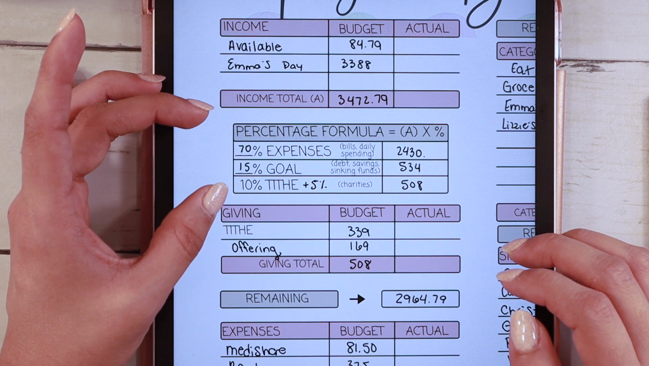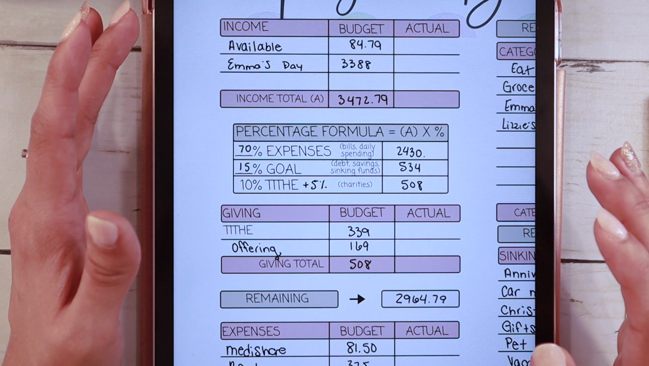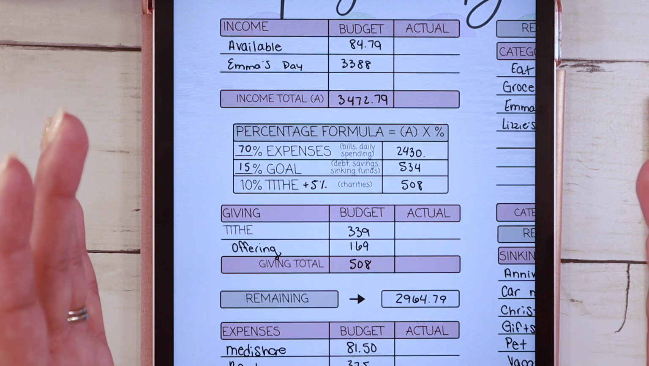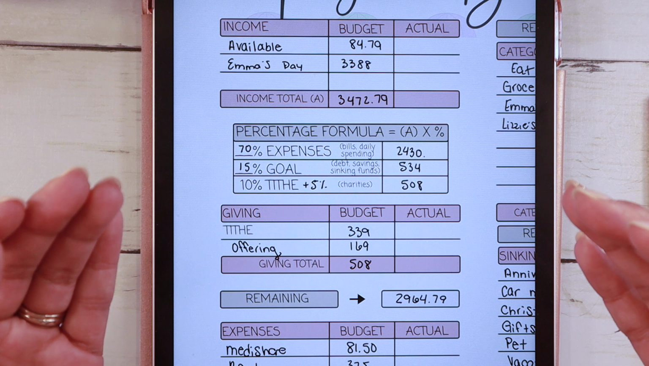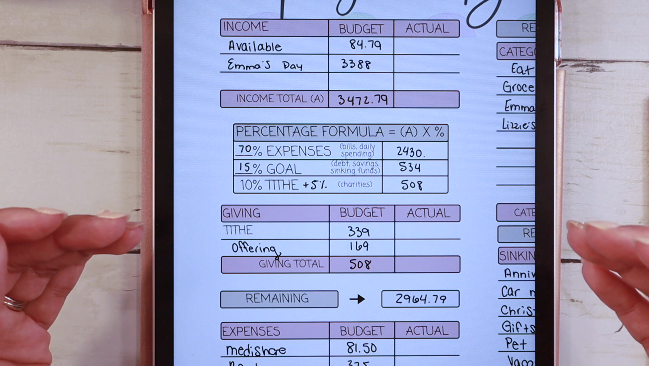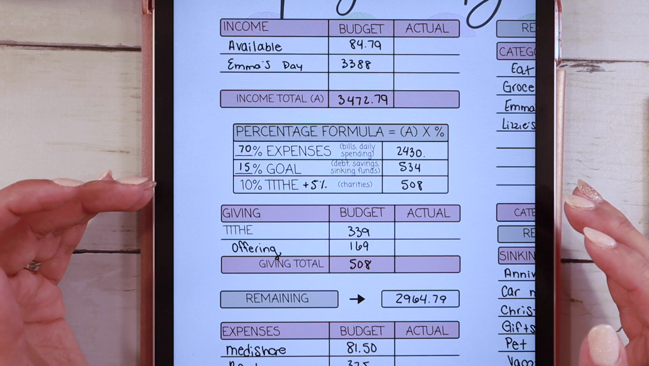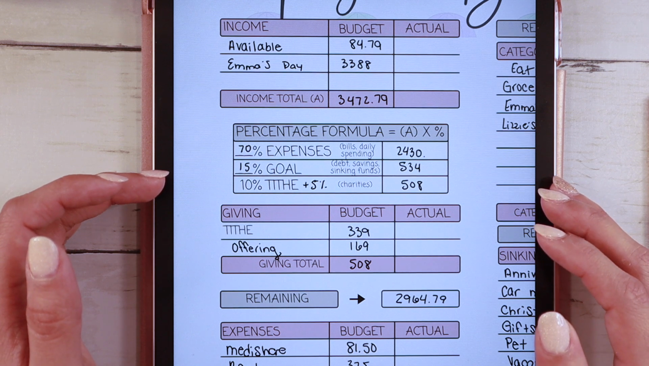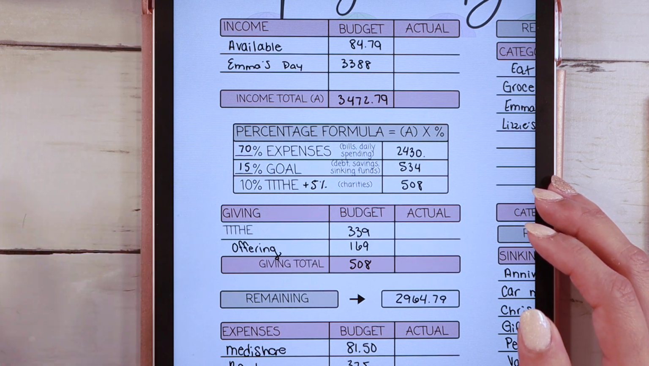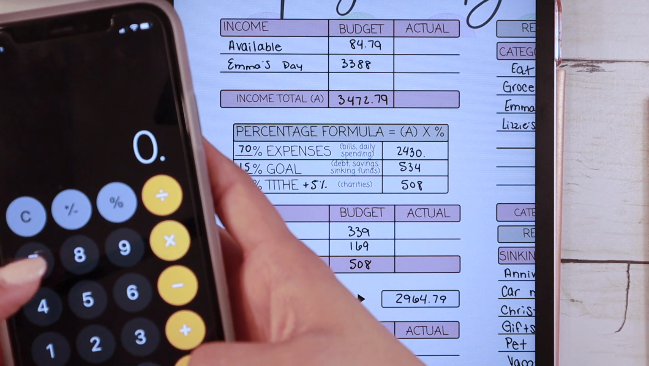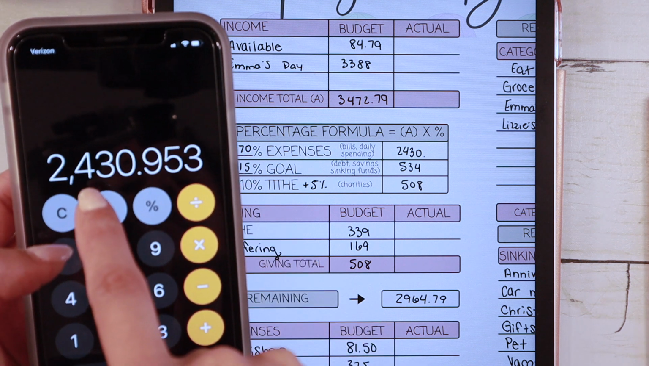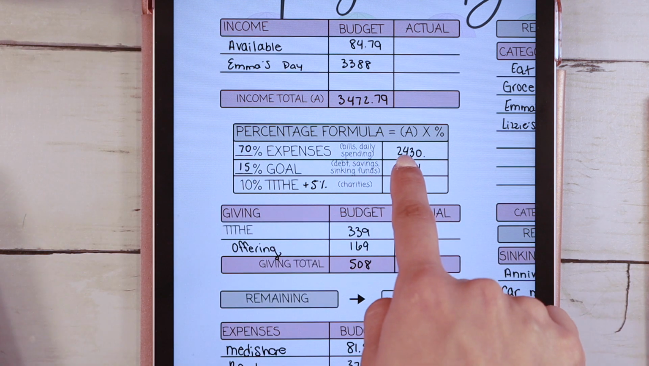And then we move on to this percentage formula piece. And we aim to live off of 70% of our income. This is what Jordan Page had introduced to us. And at first we weren't able to do it, but we cut back so much and now it has completely changed our lives. So 70% of our income, let me show you the calculation right here. It's the 3472 and we multiply it by 0.7 and that gives us 2430. So we're just going to write that in.